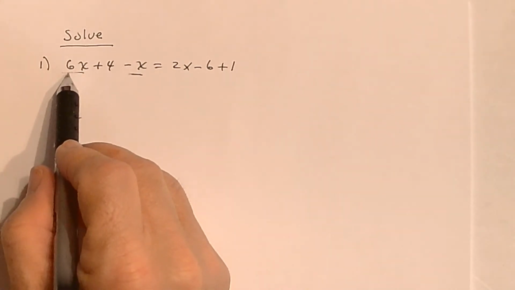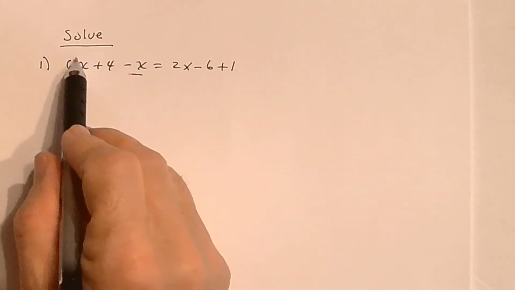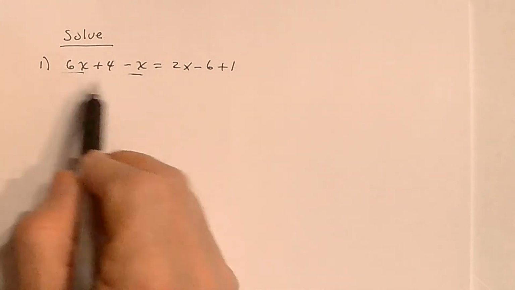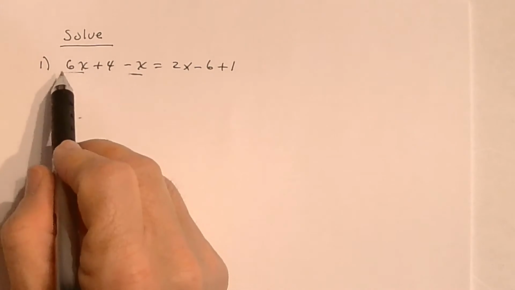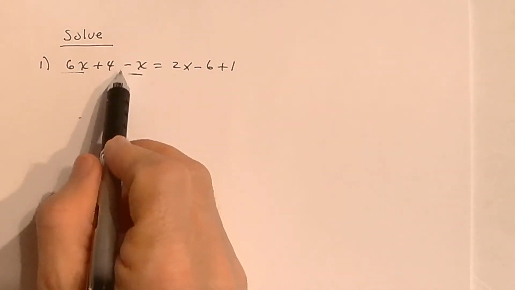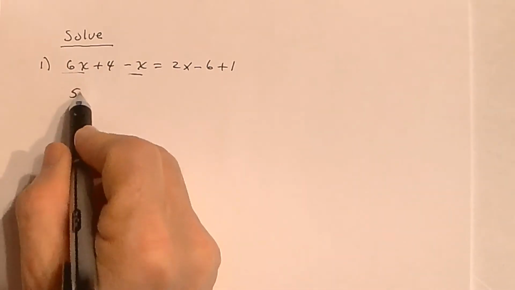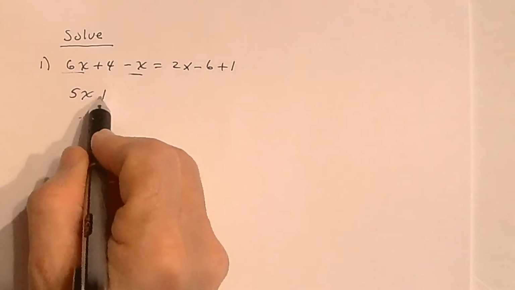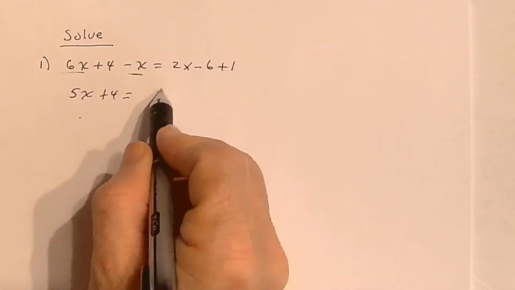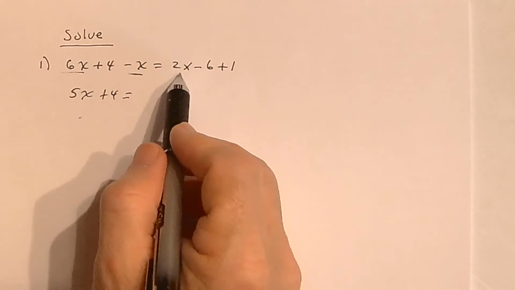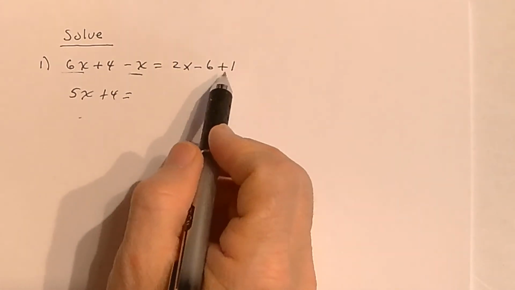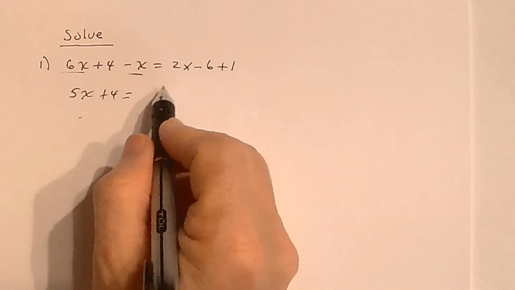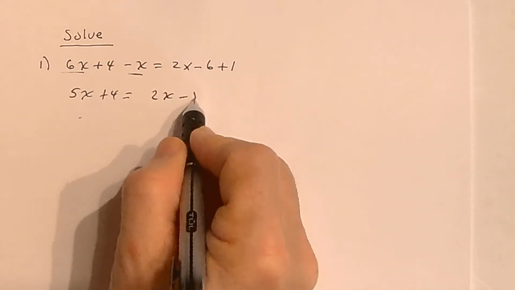And so really all you need to do is look at their coefficients. So the coefficient of this x is 6, and the coefficient of this x is negative 1. And so 6x and a negative 1x is 5x. So I have 5x plus 4 equals, and over here, if you notice the like terms are these constants. So a negative 6 plus 1 is a negative 5. So I get 2x minus 5.